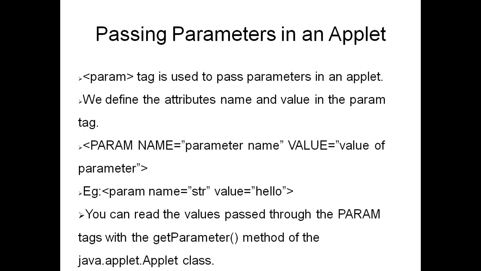So applet has got another method called getParameter. This method is present in the applet class, and it is available to you because you are extending the applet class in your program. So the getParameter method can be used in your Java code to retrieve the parameter. It will return the value of the parameter. Inside the getParameter parenthesis, you give the name of the parameter. So when you call the getParameter method, it will return the value of the parameter.